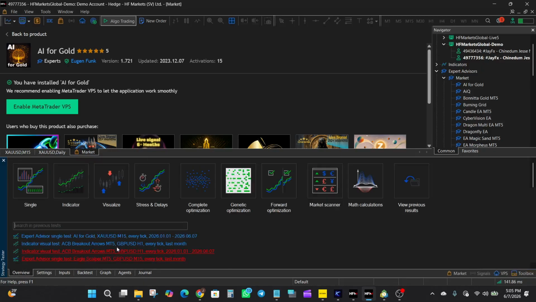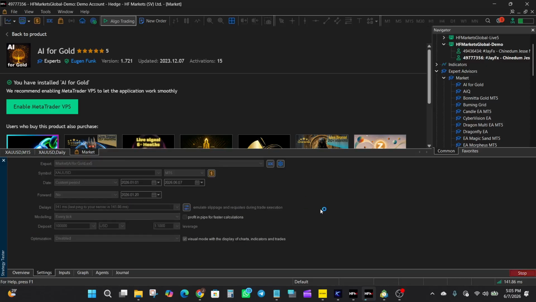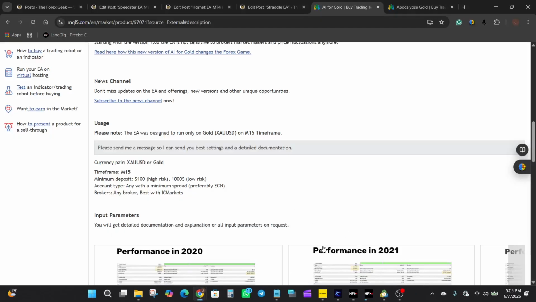Now let's just quickly go over to the settings again, and I'm going to turn on the visual mode. All right, so we can see the EA in action. So we are running it again just to see the EA in action, and we are using the recommended asset and recommended time frame.